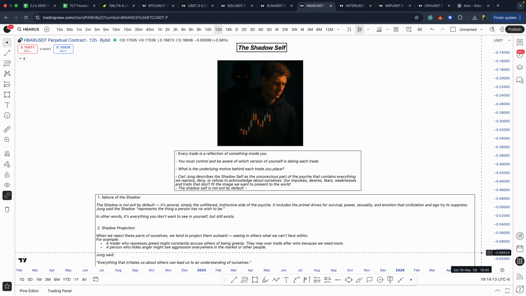But the shadow self is something as traders that we deal with on a daily basis and affects basically everything that we do in trading and who we are when we show up at the charts. So to break down the shadow self, every trade is a reflection of something inside you. I think we all kind of know this. Trading is a game of self-mastery, and your internal world is just as important as the price action going on the charts. So you must control and be aware of which version of yourself is taking each trade. What is the underlying motive behind each trade that you place?